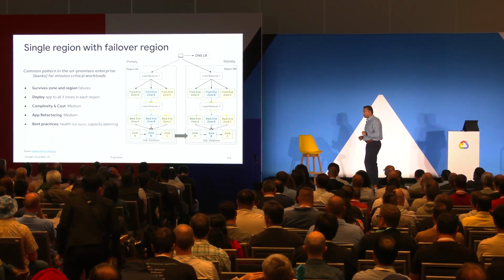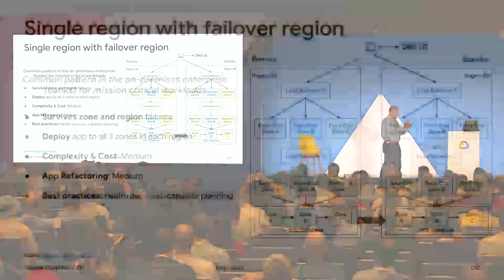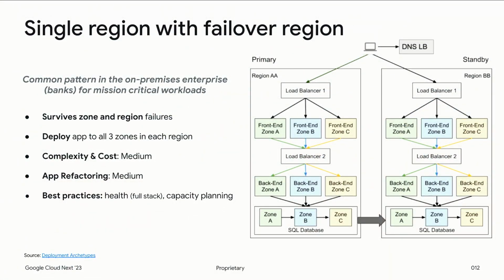Now let's get a little bit more advanced, and talk about a single region with a failover region. As you can see in that picture, what are we doing here? We have taken the single region archetype, and we have said, hey, we need to also have something similar in another region, a failover region. So your application is, again, deployed across 3 zones in the region, same setup as before, but you have your data being replicated into a standby region. So you're probably doing async replication if your region is far away.